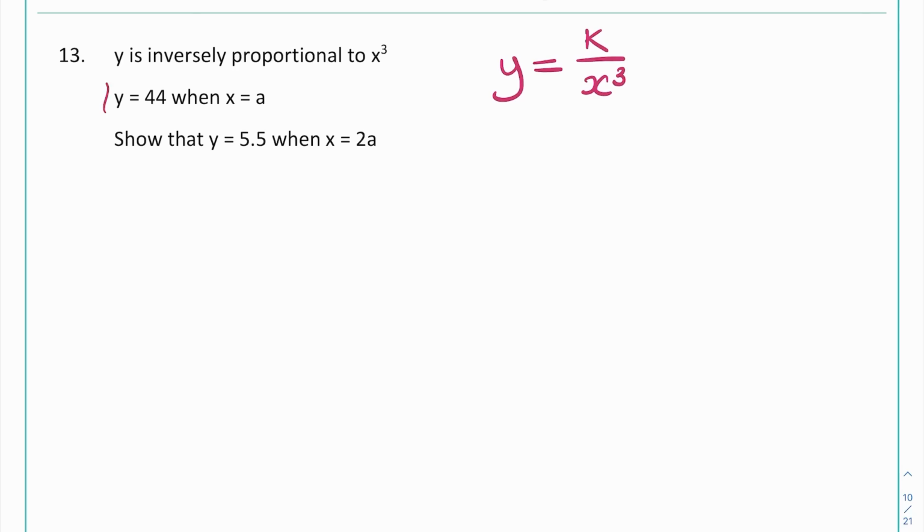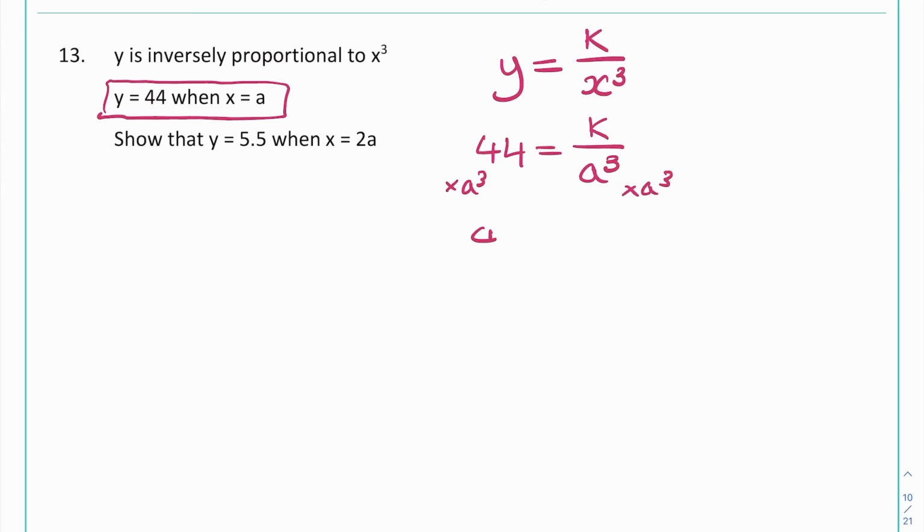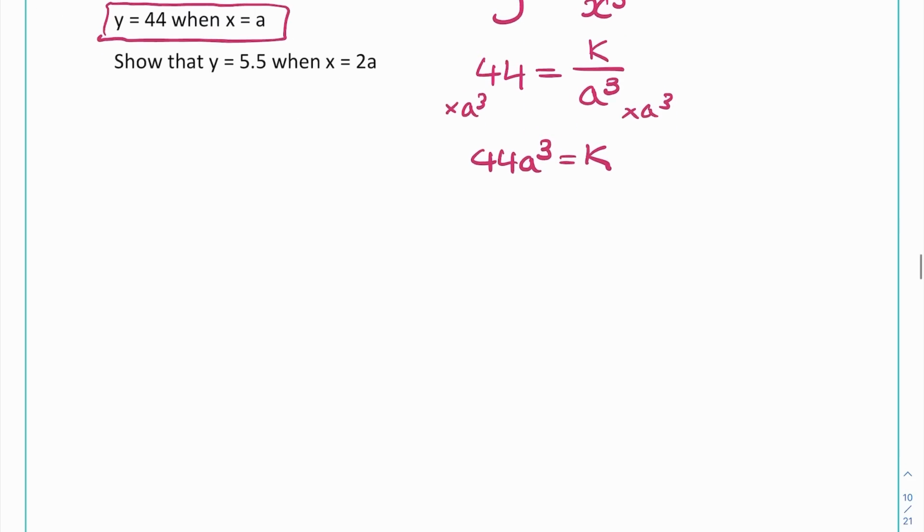We now need to sub in the numbers that we've been given, and one of those is actually a letter. But that's not going to stop us from subbing it in, we'll just put a letter in place of x. So y is 44, so 44 is equal to k over x is a, so a cubed. From here, we can actually rearrange this to get our value of k, so multiply both sides by that denominator, which in this case is a cubed, and we get 44 a cubed is equal to k. We now know the value of k, even though it's in terms of algebra.